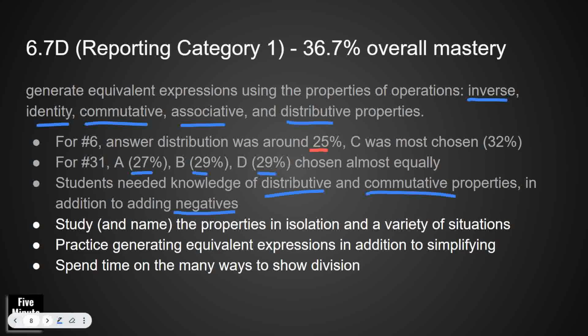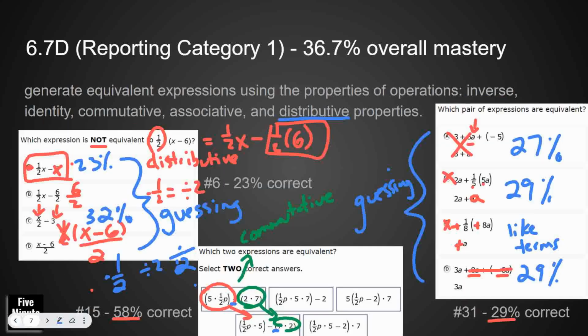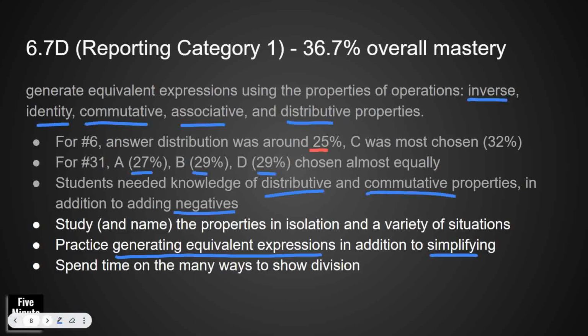We also need a lot of practice generating equivalent expressions in addition to simply simplifying. Because even this one right here on number 15, right, only 58 got this correct, which is pretty good, but there was no simplifying involved. It was simply finding equivalent expressions. So sometimes it's not a matter of simplification, it's a partial simplification. It's just a matter of finding an equivalent expression because a property was used, like the commutative property or the associative property.